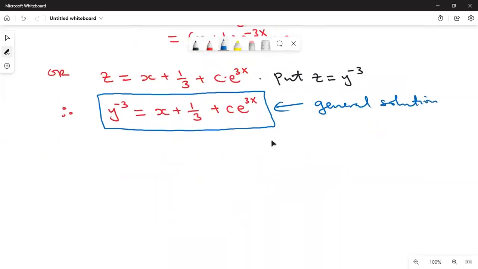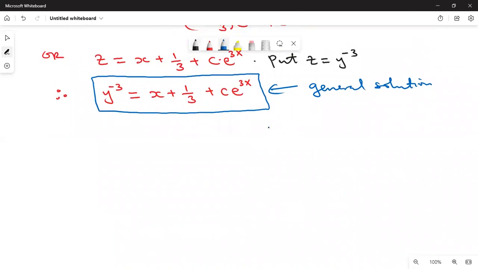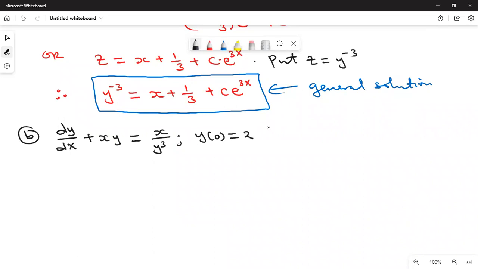Let's solve part B. In part B, what was the question? You can go back and check. Our question in part B is dy over dx plus xy is equal to x over y cubed. And the condition is that y(0) is equal to 2. That the value of y is 2 when x is equal to 0.